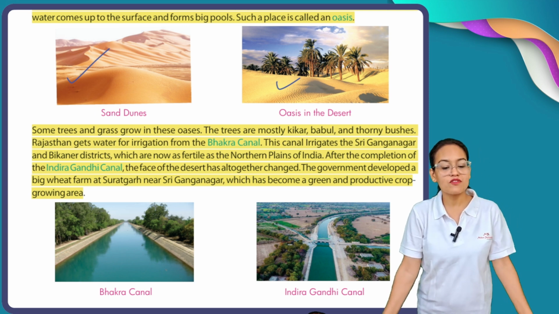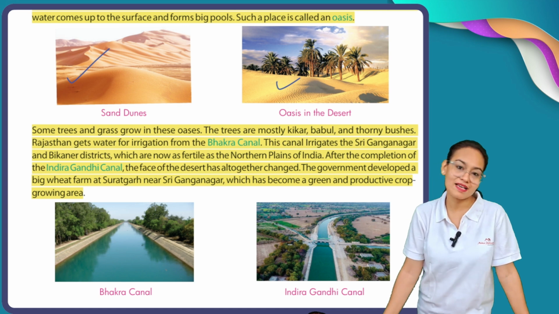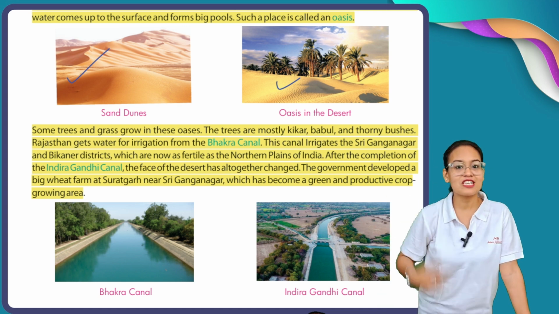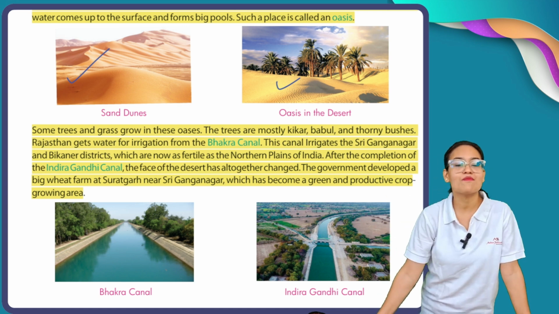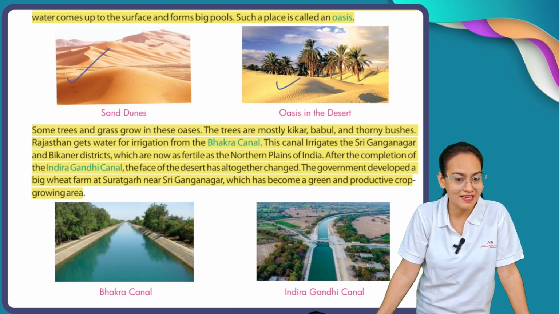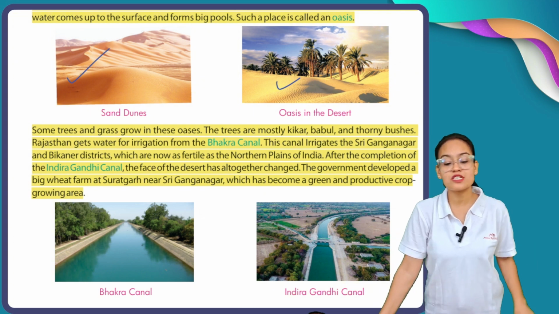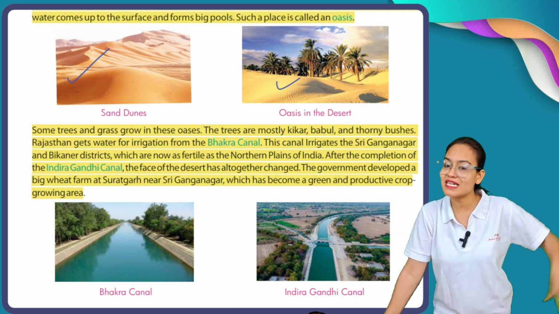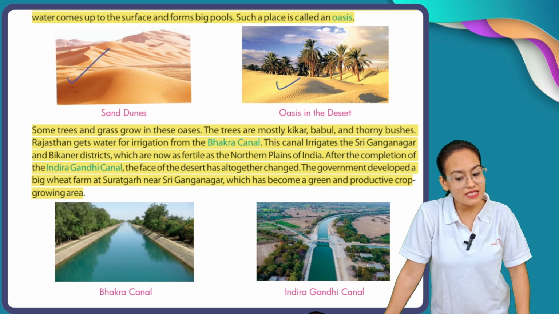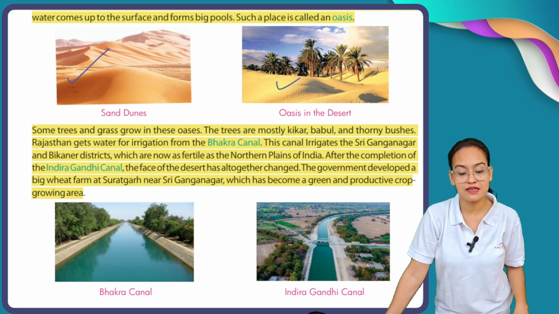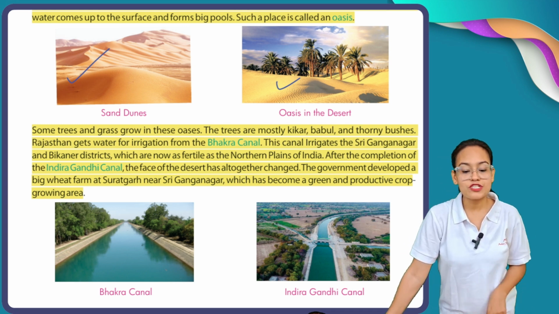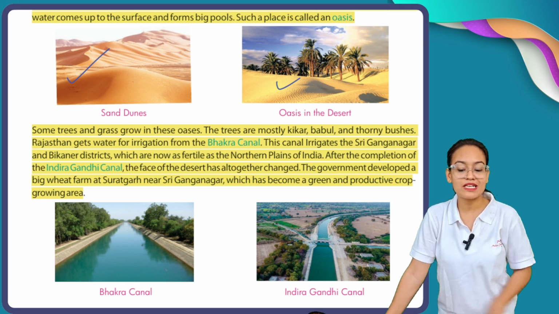Rajasthan gets water for irrigation from the Bhakra Canal. In the previous chapter, I already told you there are the Bhakra Nangal Dam and the Indira Gandhi Canal. So Rajasthan gets its water for irrigation from the Bhakra Canal, which is present at Punjab. This canal irrigates the Sri Ganganagar and Bikaner districts, which are now as fertile as the northern plains of India.